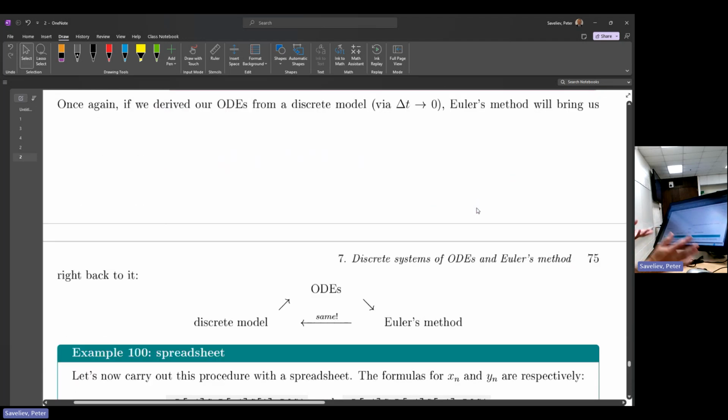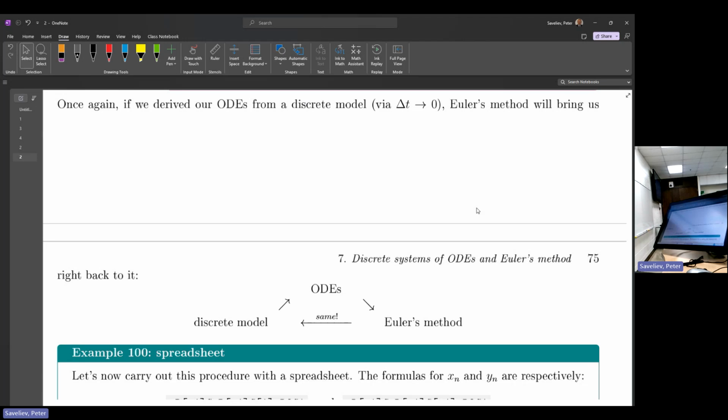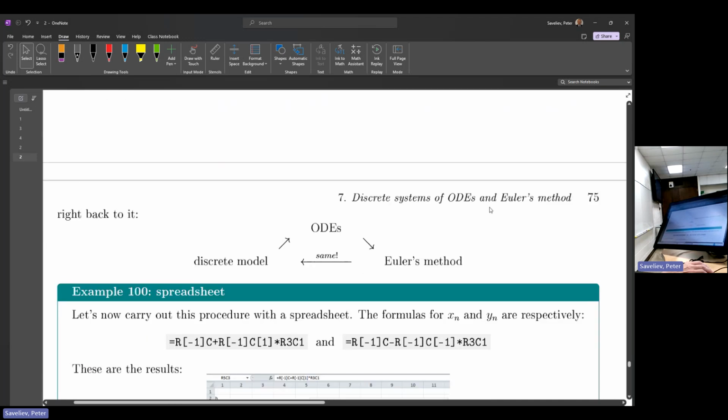On multiple occasions, you start with a phenomenon, and then you produce the discrete model first, then you do the simulation, and then you go to the ODE. Or maybe you already have the discrete model, or you have an ODE already, and then you go backwards. You go backwards with Euler's method, and you end up with a simulation. So it doesn't matter. It's the same thing.